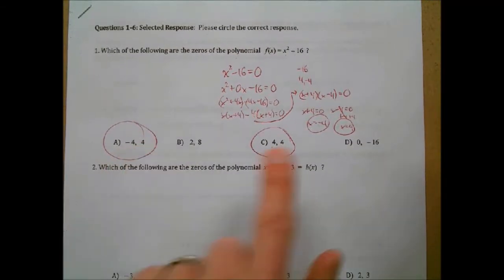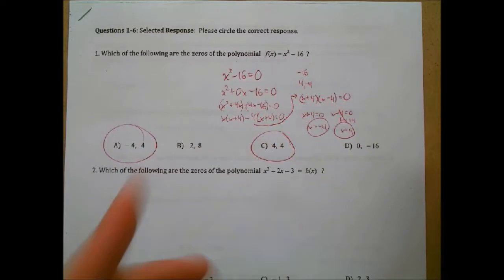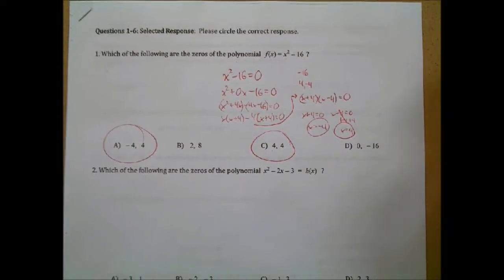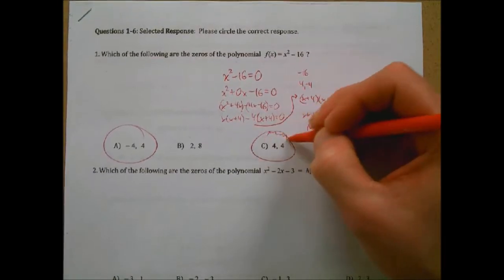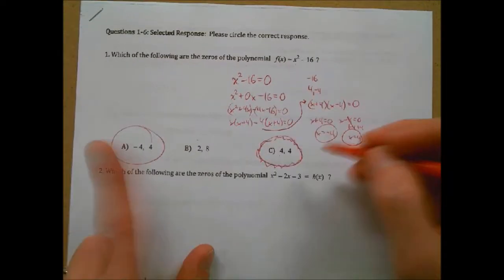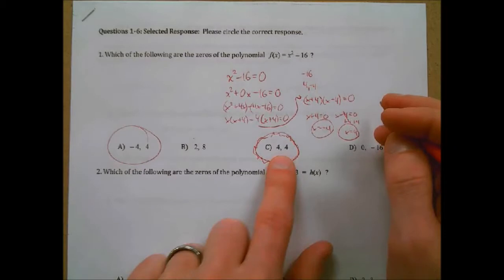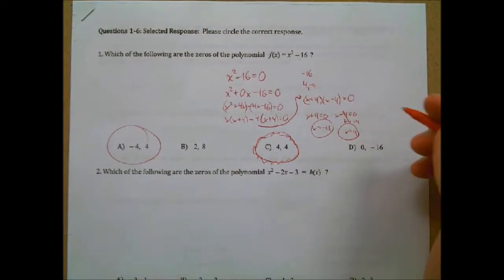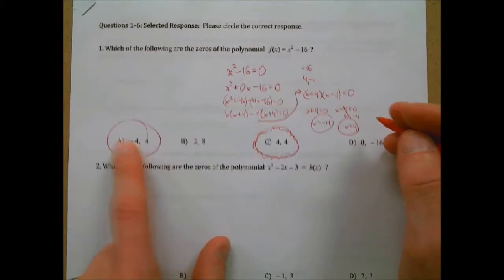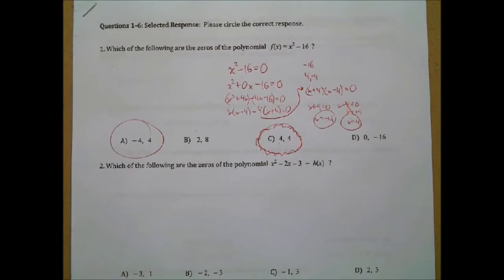But C does have zeros, and the question just asks, which of the following are zeros? I guess it says the zeros. The zeros means maybe that, maybe we shouldn't say this one then. Because both negative 4 and 4 are the zeros. 4 and 4 are not the zeros. They're one zero, but they're not the zeros. These are the zeros, all of them, right there. So probably just A is the best answer there. Okay? Probably just A. All right?